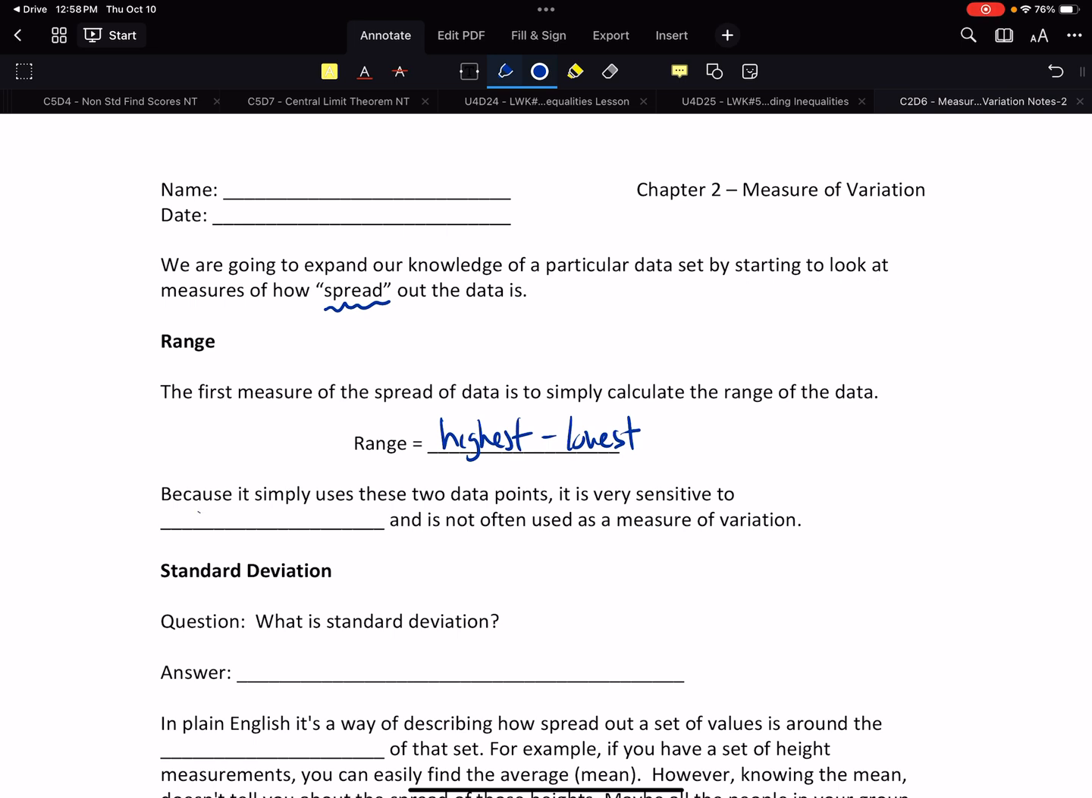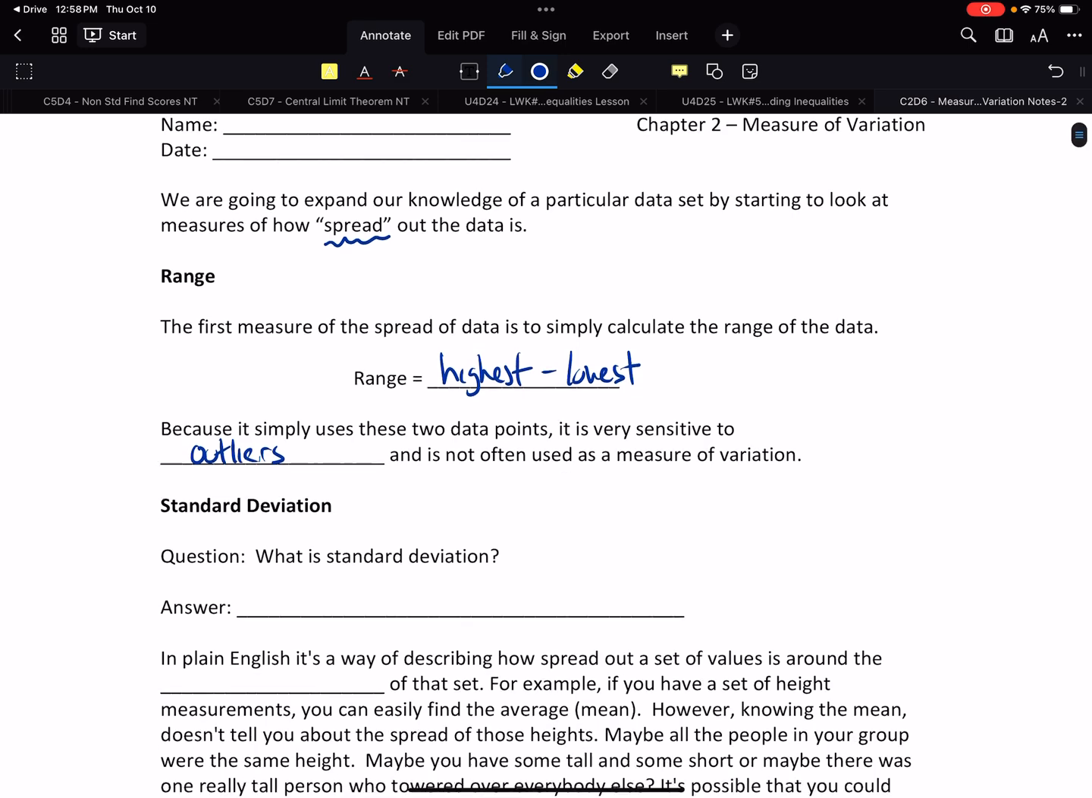Range is greatly impacted by outliers. Any outlier can make your range larger, and that one number might not be relevant compared to the rest. It might just be so far out, giving you a large range, but really, most of the other data is quite compact. So that's where we start looking at standard deviation.